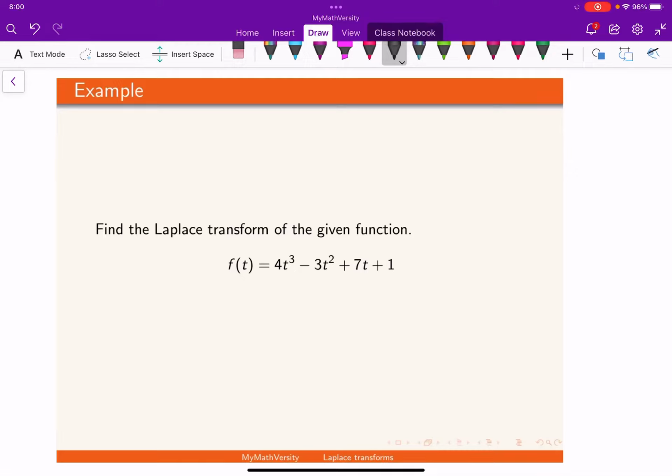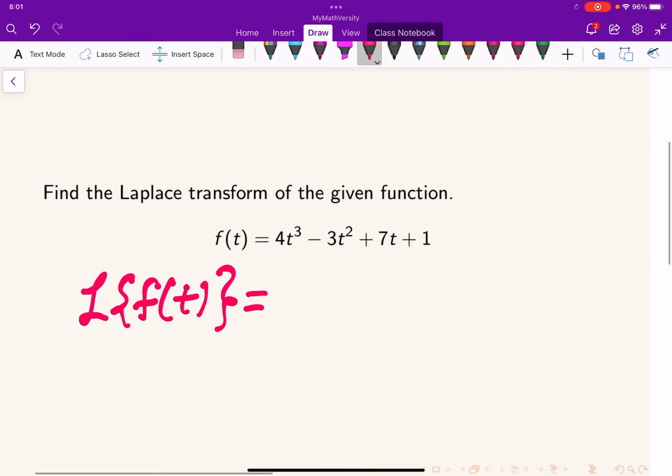Through this example, we'll try to learn how to find the Laplace transform of, let's say, any polynomial function. In this example, we are given the polynomial function 4t^3 - 3t^2 + 7t + 1. We would like to use some of the properties of the Laplace transform to figure out the Laplace transform of this, rather than just following the definition. We just want to use the properties. So let's try to find the Laplace transform of this given function.